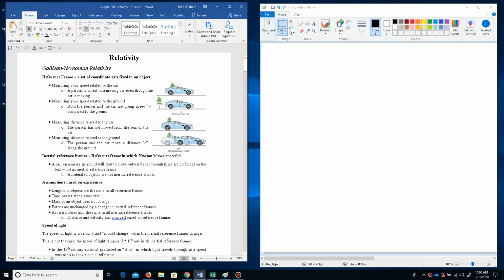Hi, this is Physics 2, and it's chapter 26 for Relativity. And this will be part 1. Not sure exactly how many parts I'll have. So we're going to start off.